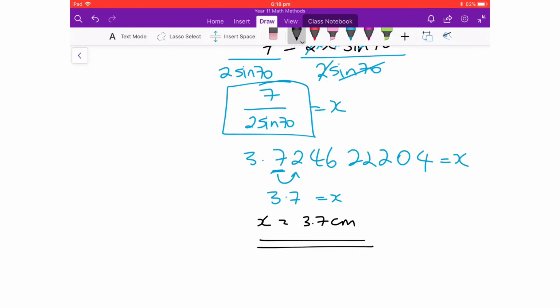Final answer. I always recommend to my students to underline or highlight your answer, so that the marker or the teacher can clearly see your answer and have some cohesive idea of how you got it. So it's really important to underline it or highlight it. If you've got a highlighter, highlight your answer as well.